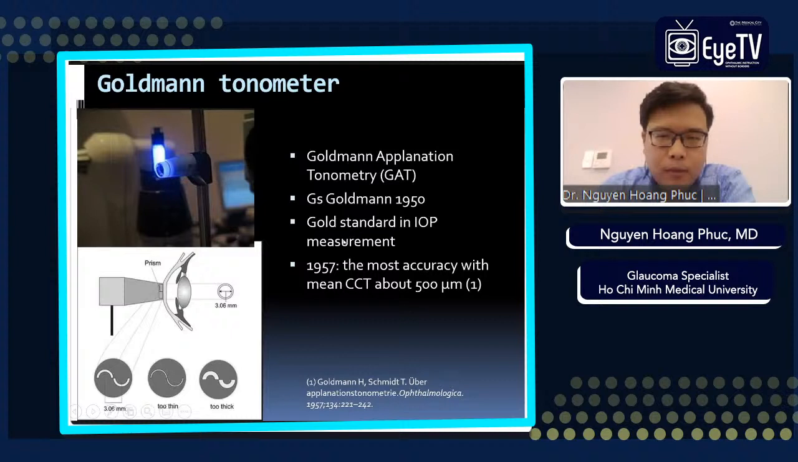We also know that the Goldmann tonometer has been the gold standard in IOP measurement for a long time. But in 1957, Professor Goldmann also said that the most accurate IOP with the Goldmann tonometer is with a mean central corneal thickness of about 500 micrometers. So at that time, he also said that there's a relationship between the corneal properties and the IOP.